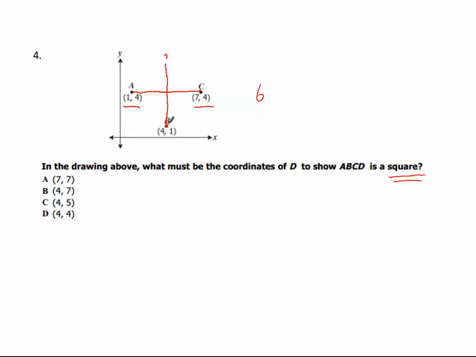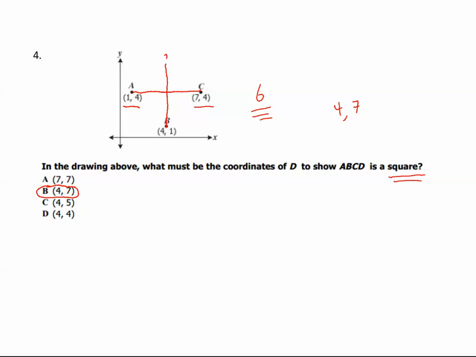So here, if you're going straight up, this time your x coordinate's not going to change. You're not moving left or right, you're going straight up. How much are you going up? The same that you went across in the opposite direction. So to go from 4, 1 up 6, that will bring you to 4, 7. You just add the 6 to the 1, and there you go.